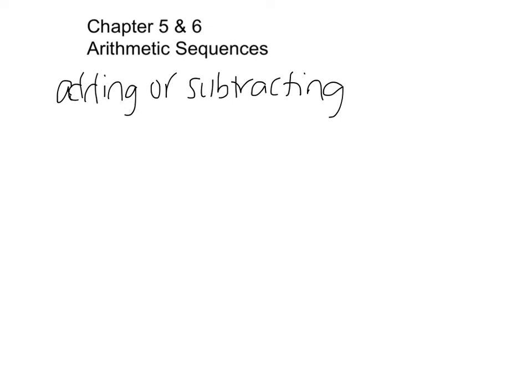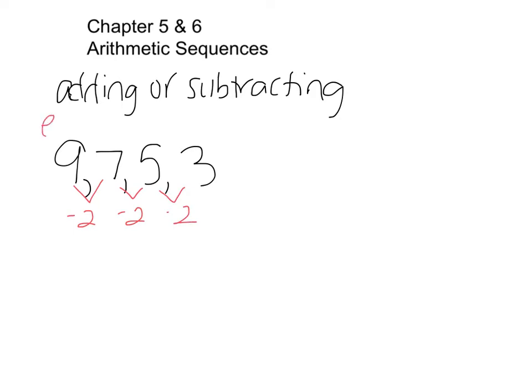We have, for example, the sequence 9, 7, 5, 3 is arithmetic because in between each value we are subtracting 2. This is constant. Another example would be -4, -1, 2, and 5. We are adding 3 each time. That makes this arithmetic. So in an arithmetic sequence, you're adding or subtracting the same number every single time.